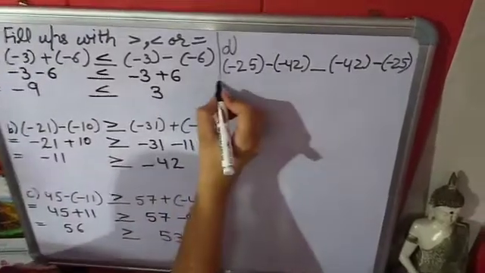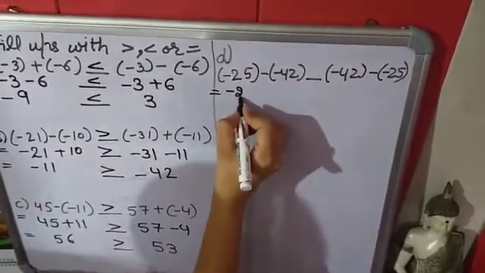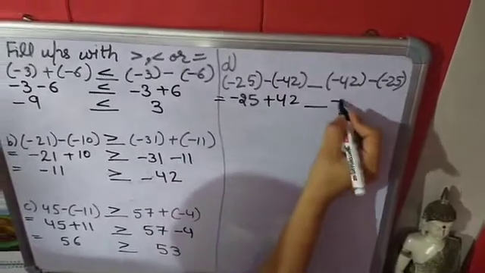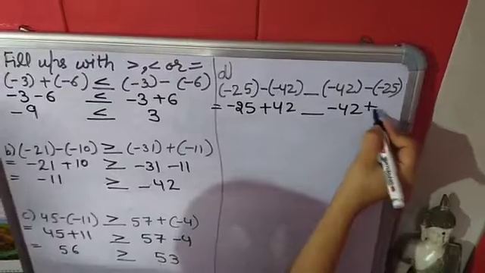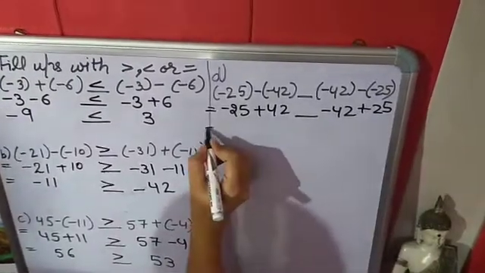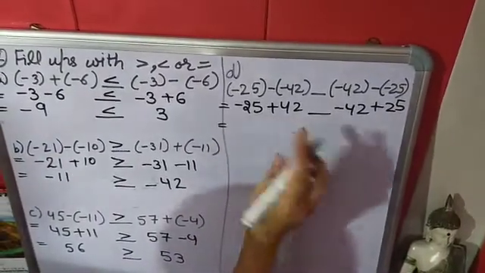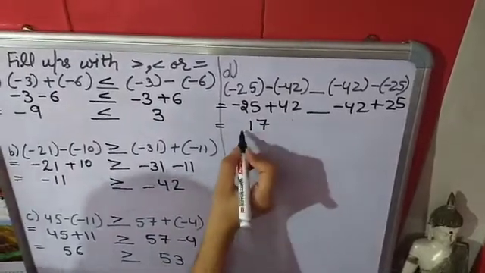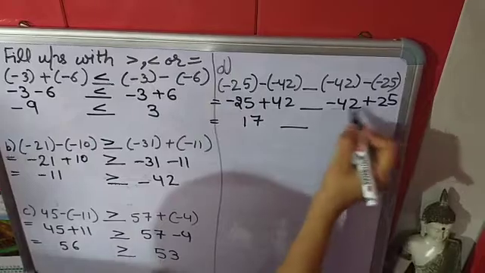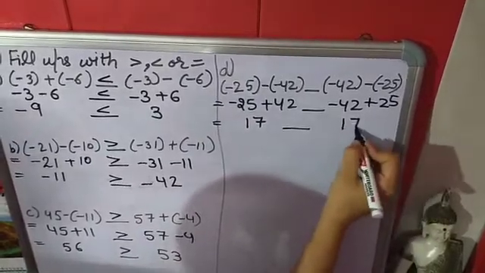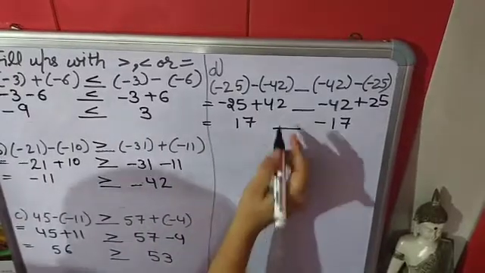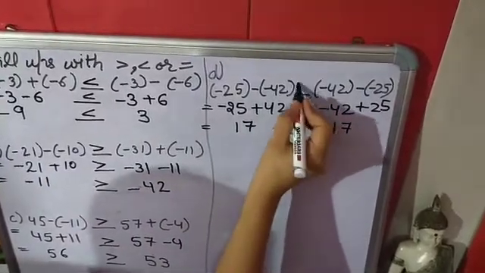Next D part, open the bracket, minus minus plus, minus minus plus. Now what we will do, subtract it. It will be 17 and 42 is big, plus number will come here. Minus plus minus, subtracted, 17 will come, and 42 is big, sign of big number is minus. Now positive number will be greater than negative integer.